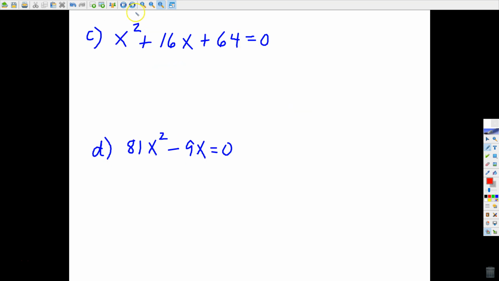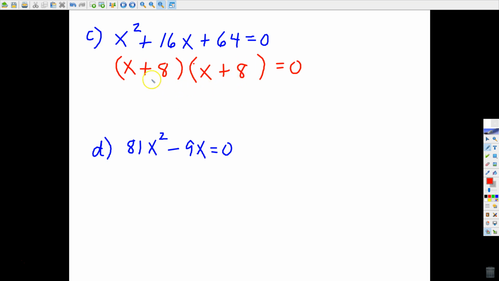Alright, very good. Let's try letter C. For letter C, we're looking for GCF, but I don't see one. So let's try factoring 2 linear binomials. Or maybe you recognize that that's a perfect square trinomial, but if you don't, that's okay. We're going to set up 2 linear binomials, x to the 1st in both cases. The factors of 64 that add up to 16 are 8 times 8.